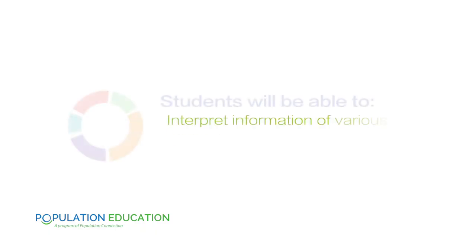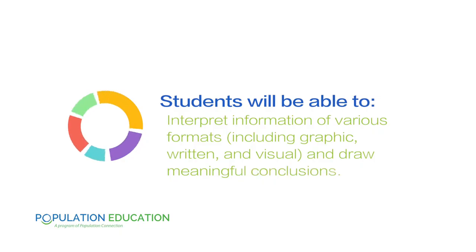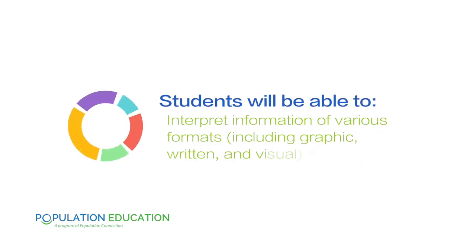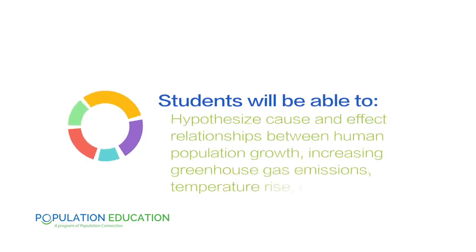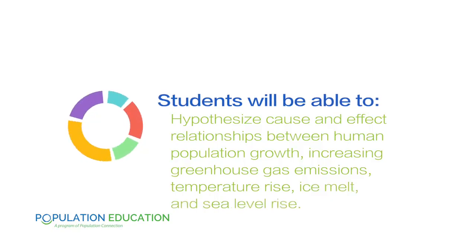By the end of this lesson, your students will be able to interpret information of various formats, including graphic, written, and visual, and draw meaningful conclusions, consider the benefits and drawbacks of certain types of data representation, and hypothesize cause and effect relationships between human population growth, increasing greenhouse gas emissions, temperature rise, ice melt, and sea level rise.